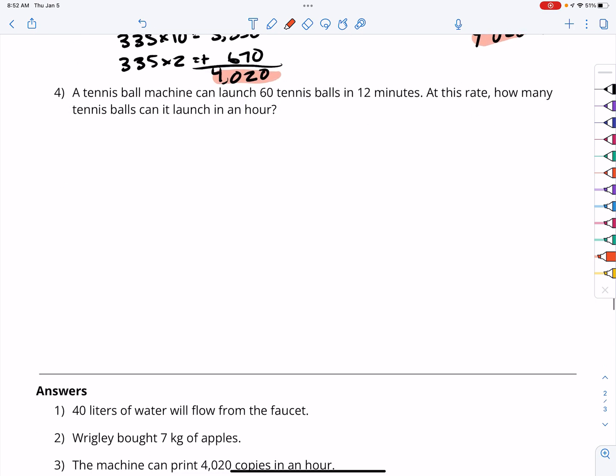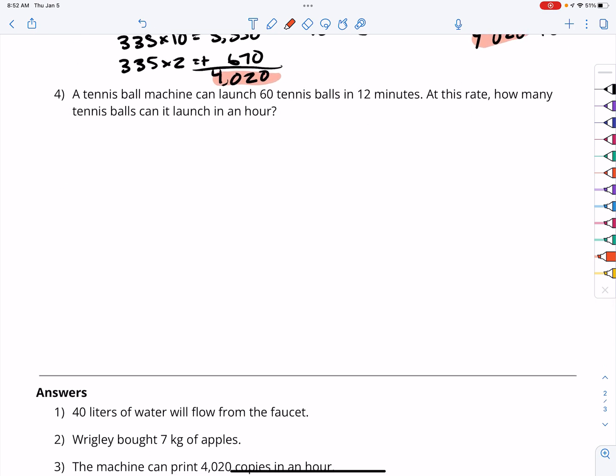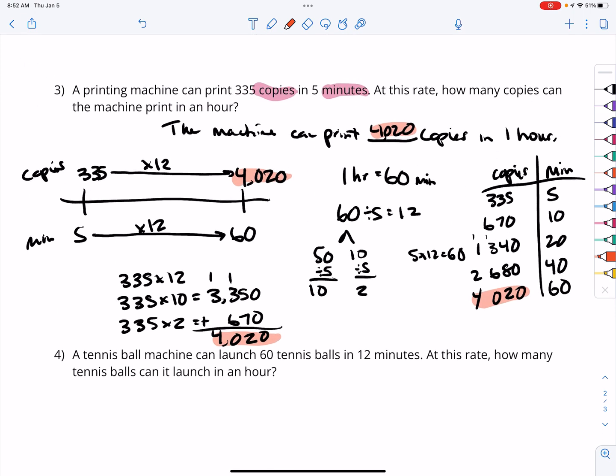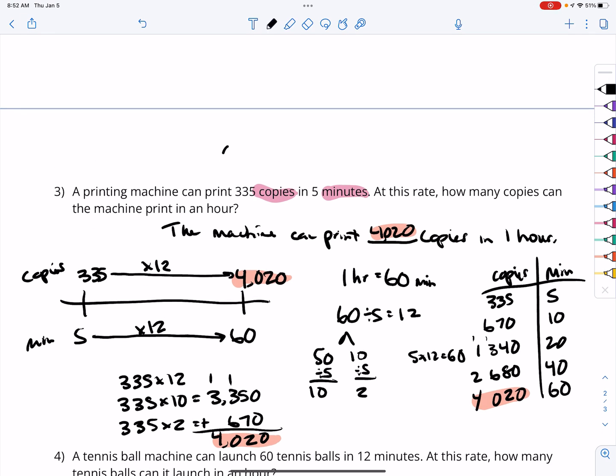Number 4, a tennis ball machine can launch 60 tennis balls in 12 minutes. Ooh, hold on, rewind. So if I wanted to, this was me starting with our 5 minutes and just working up to 60. If I had wanted to, I could have calculated the unit rate, or how many copies per minute, and that would have told me the amount in 1 minute. And then I could have done that amount, our unit rate, times 60.